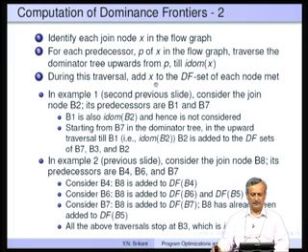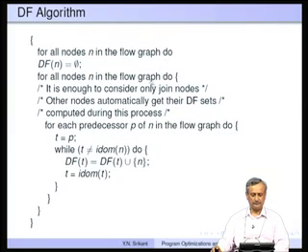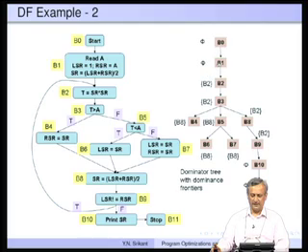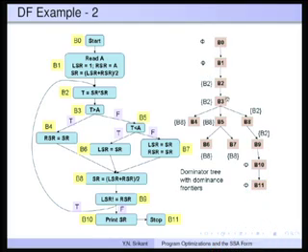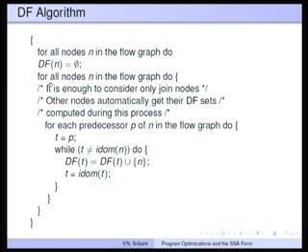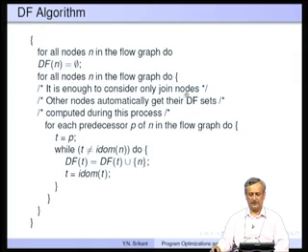So, we saw the algorithm on the example. Let us look at the algorithm in the algorithmic format. For all nodes n in the flow graph, initialize the dominance frontier to phi, that is it. To begin with we have already initialized to phi. These will remain as phi, all others will get modified. Then for all nodes n in the flow graph do. As I mentioned, it is enough to consider only join nodes, there is no need to consider other nodes at all. Other nodes automatically get their DF sets on the way during this process.